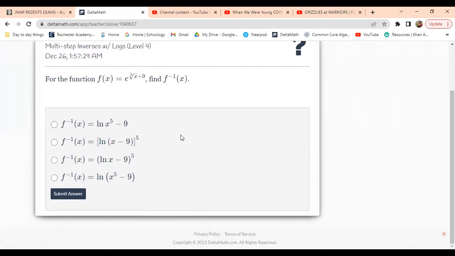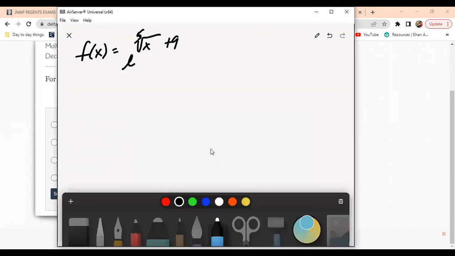We got the function is equal to e, and it's the fifth root of x plus 9 is the exponent. Okay, so let me bring up my iPad and let's go through it. All right, so I'm going to make a little change here so that you can see that basically all of this stuff is raised to the, it's the exponent for the base e.